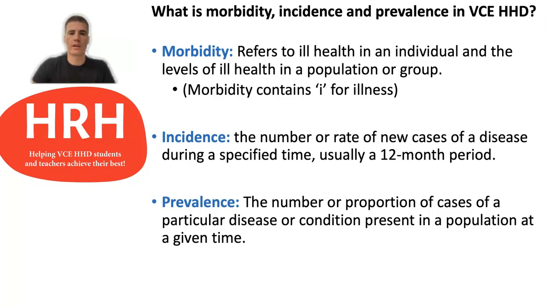Whereas prevalence is looking at the number or proportion of cases of a particular disease or condition present in a population at a given time. That's essentially looking at the total or overall number of cases for a particular condition. Incidence is linked to prevalence in the sense that new cases then become part of the total number of cases of a particular disease or condition.